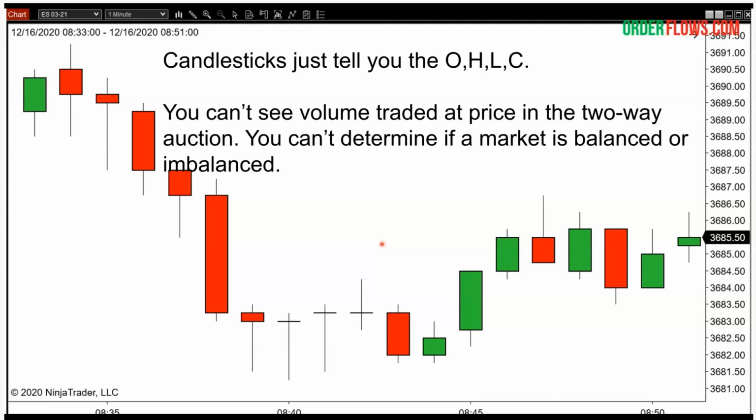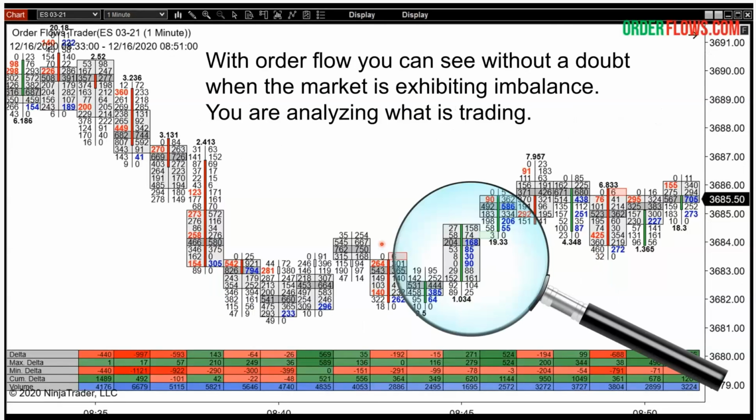So trading is not complicated once you understand who's in control, if there's anybody in control. Sometimes there's no one side in control of the market. It's just doing what it's supposed to do. It's facilitating trade. People are trading. But with order flow, you can see without a doubt when the market is exhibiting imbalances, because you're analyzing what is being traded in the market.